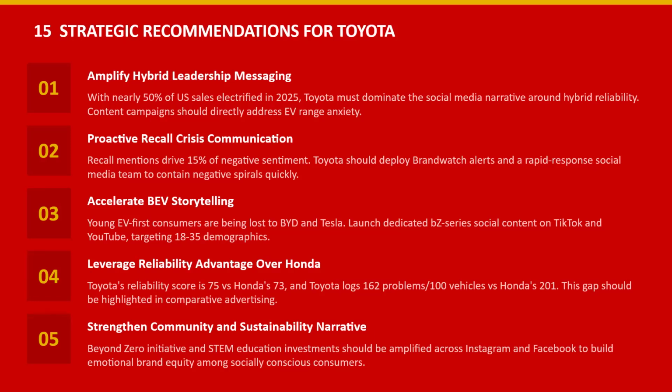Recommendation one, amplify hybrid leadership messaging. With nearly 50% of US sales electrified in 2025, Toyota already has the data to dominate the social media narrative around hybrid reliability. So the recommendation is to build content campaigns that directly address consumer range anxiety, positioning Toyota's hybrid lineup as the smartest bridge between internal combustion and full EV, not just a compromise.